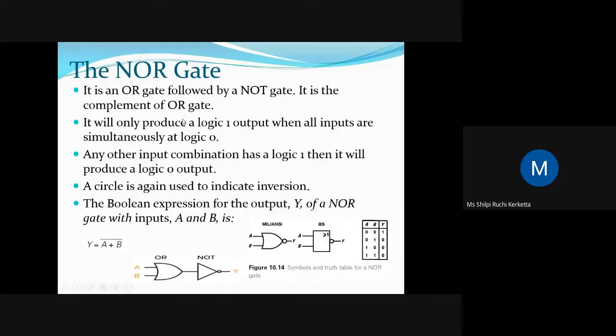So next is NOR gate. It is an OR gate followed by a NOT gate. So it is a complement of the OR gate. Here we can say it is a combination of an OR gate and a NOT gate, and this is the expression.